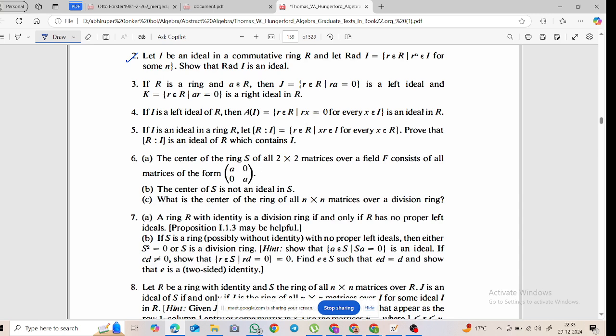Prove that I is an ideal. This is a homework. Okay, these are doable. Okay, what about this? What about this? What about 5?